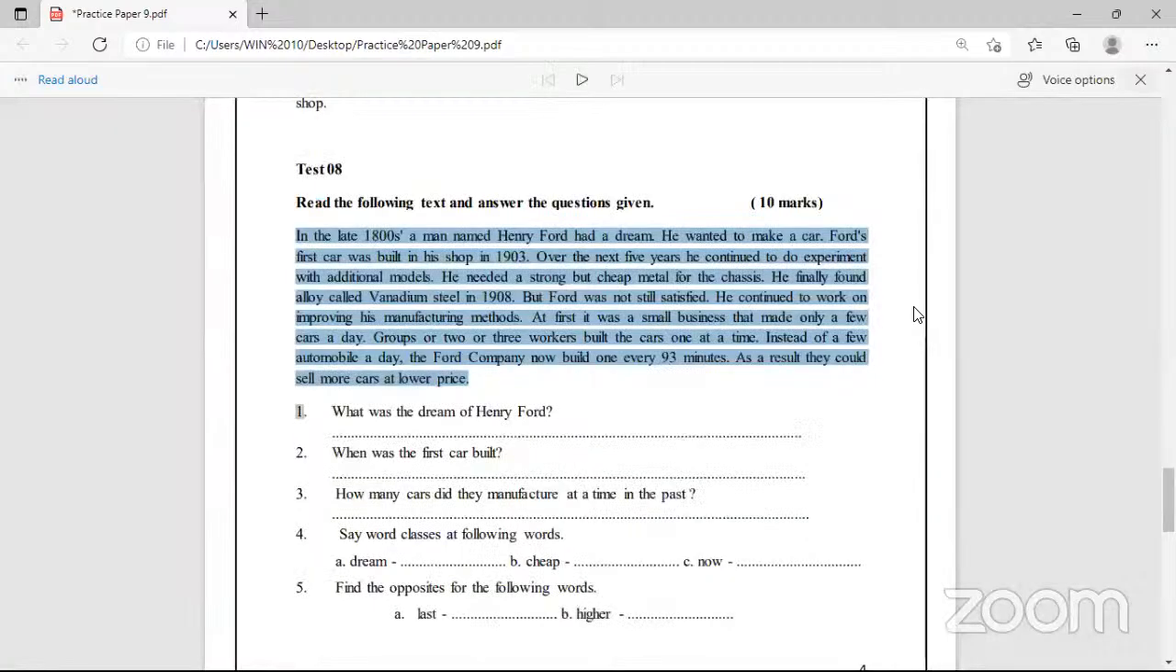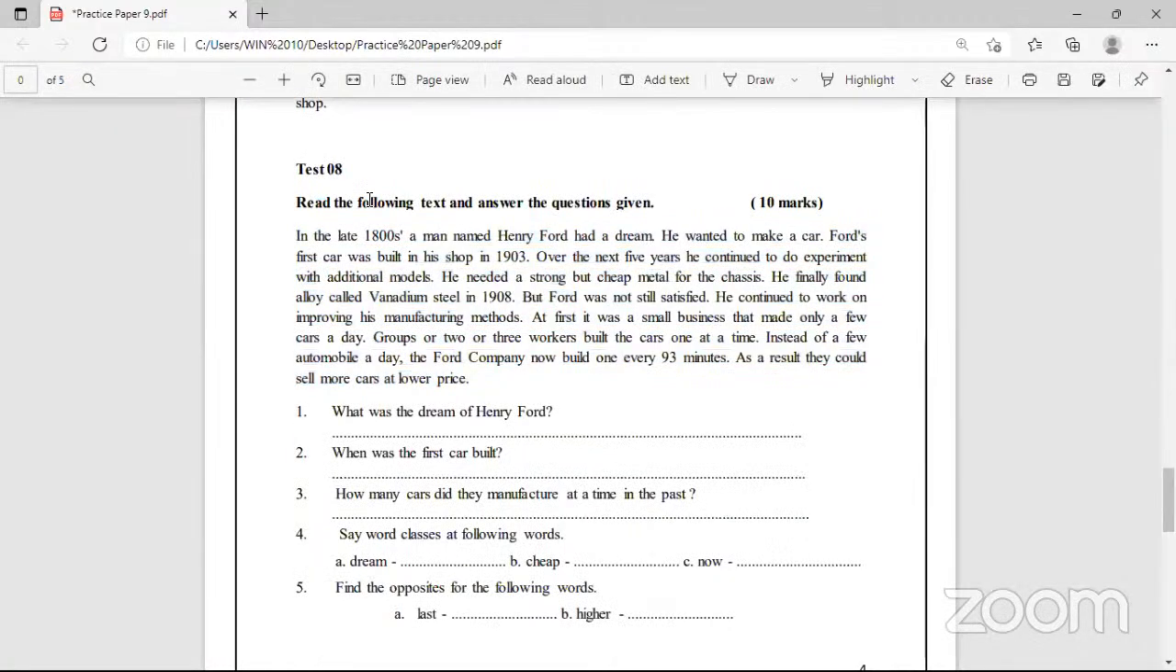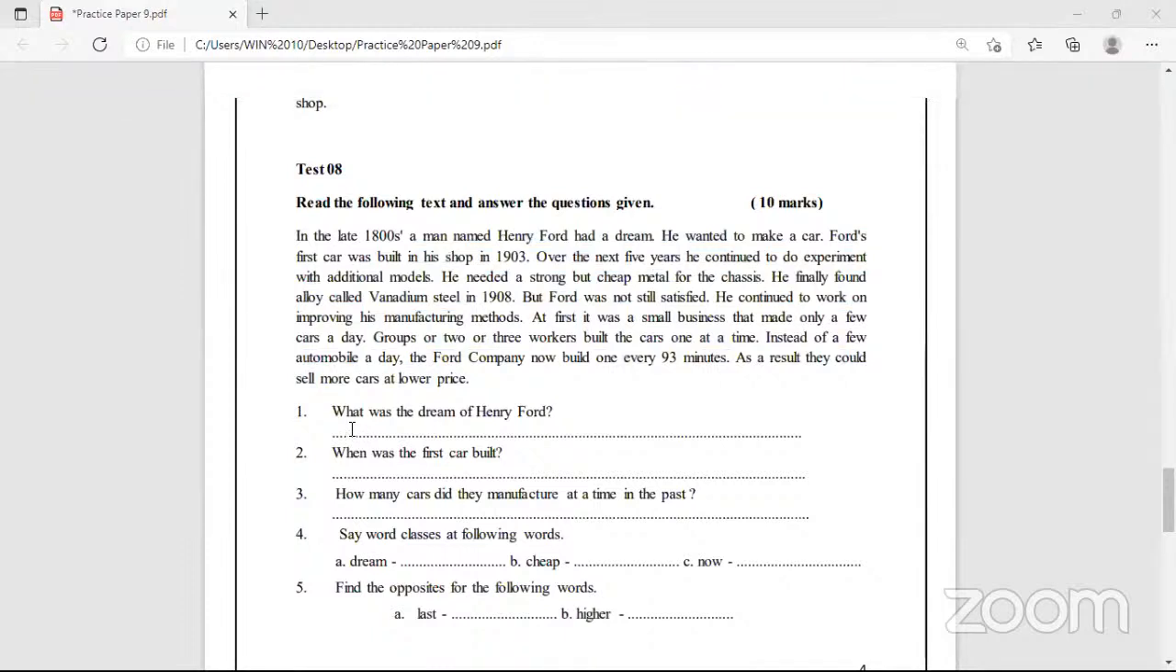Right, let's go to the first question. What was the dream of Henry Ford? The first answer is to make a car. Second one, when was the first car built? In 1903. According to the passage, the answer is in 1903.